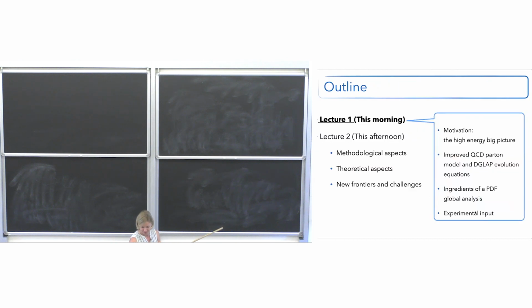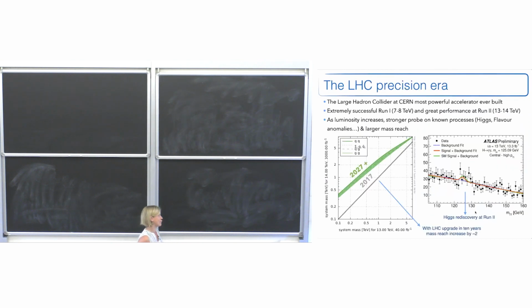Okay, very good. I'm sure the other lecturers already mentioned that we are at an exciting time because the LHC has entered the precision era. We had an extremely successful Run 1 and great performance at Run 2. And clearly as luminosity increases, we have not only a stronger probe of known processes, but also a larger mass reach into unknown processes that we can reach either directly or indirectly.